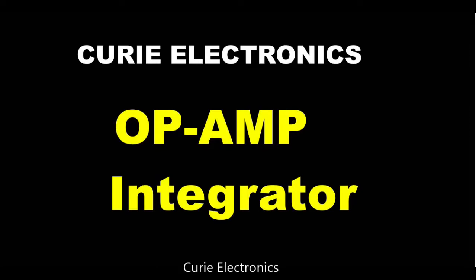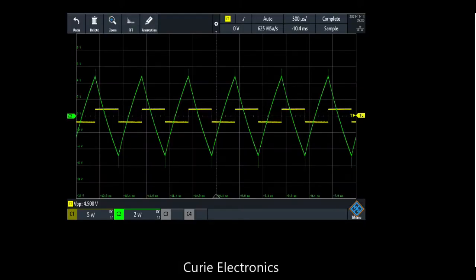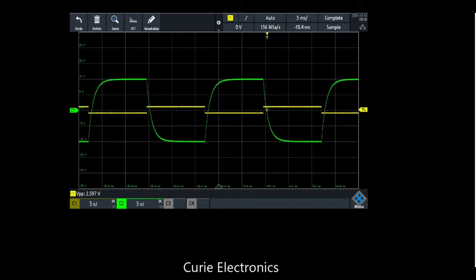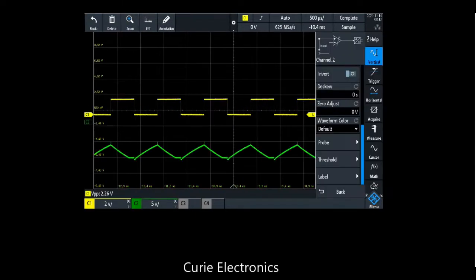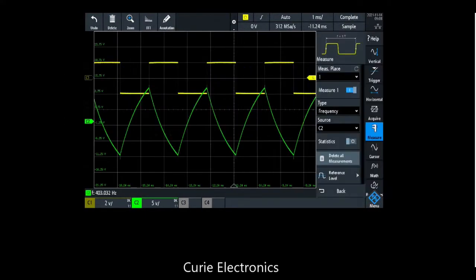Welcome to Curie Electronics. So today we are going to learn about op-amp integrator. Integrator means this circuit, integrator circuit does the function of mathematical function integration. So these are the waveforms I have captured from a practically working circuit. We will come back to the waveforms later. First, let us study about the op-amp.